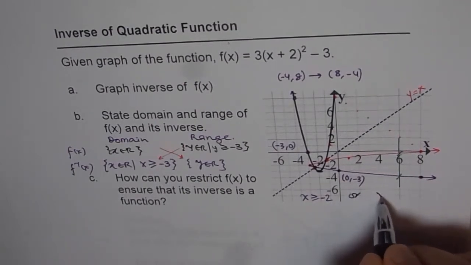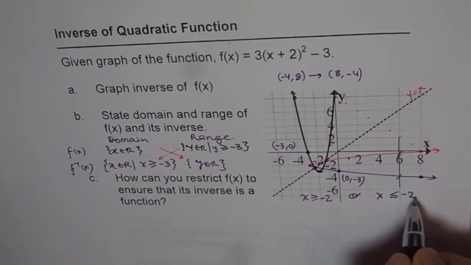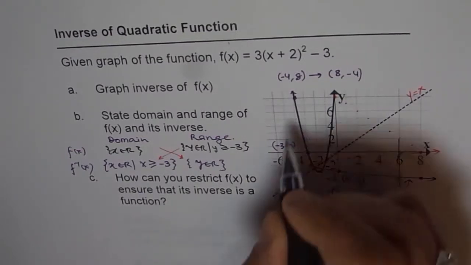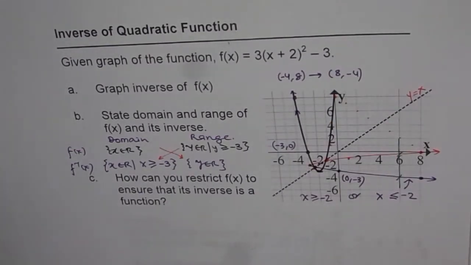Or we could say x less than or equal to minus 2. In that case, we get only this line as the inverse of this left side of the parabola. So it becomes a function. So that is how we can answer these questions. I hope you understand and appreciate it. Now the next one, I'll not give you any help, and you need to answer it in complete detail just as I discussed it. Thank you and all the best.